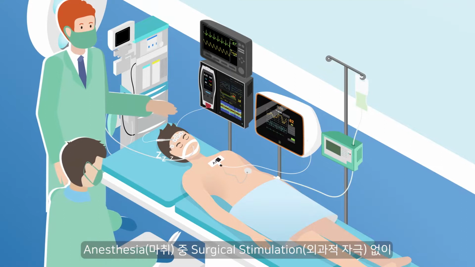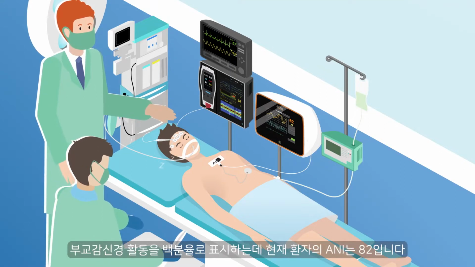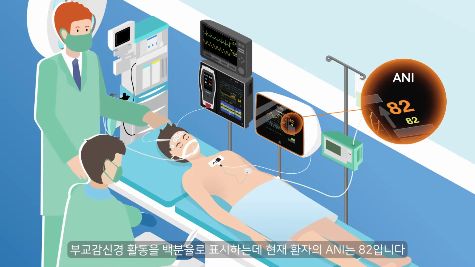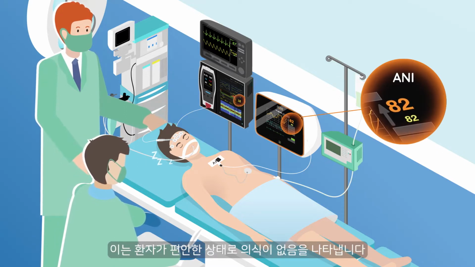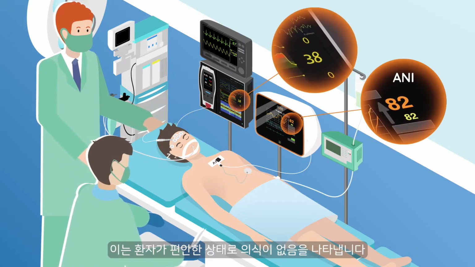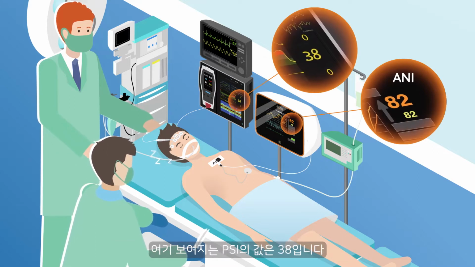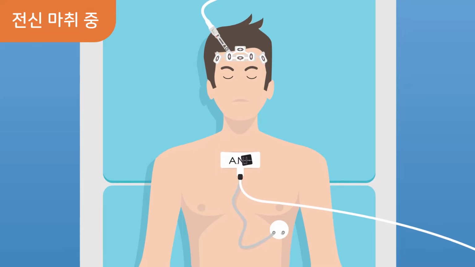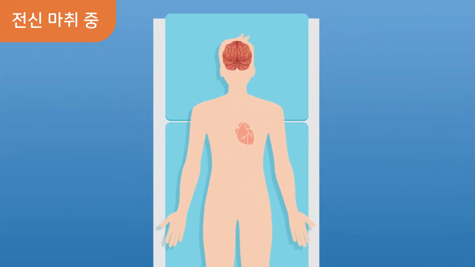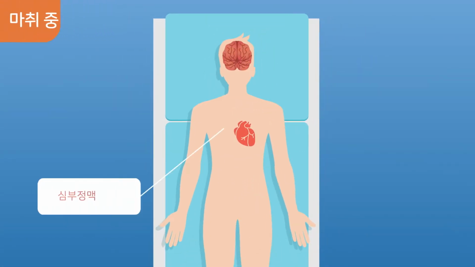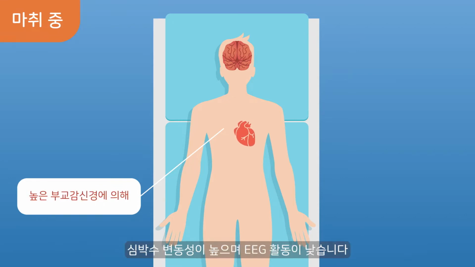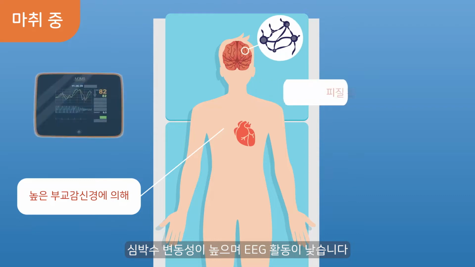During anaesthesia and without surgical stimulation, the ANI shows a percentage of the parasympathetic activity in the patient as 82, indicating the patient is comfortable and unconscious. Shown here is a PSI value of 38. Anaesthesia produces high heart rate variability driven by high parasympathetic tone and low EEG activity.